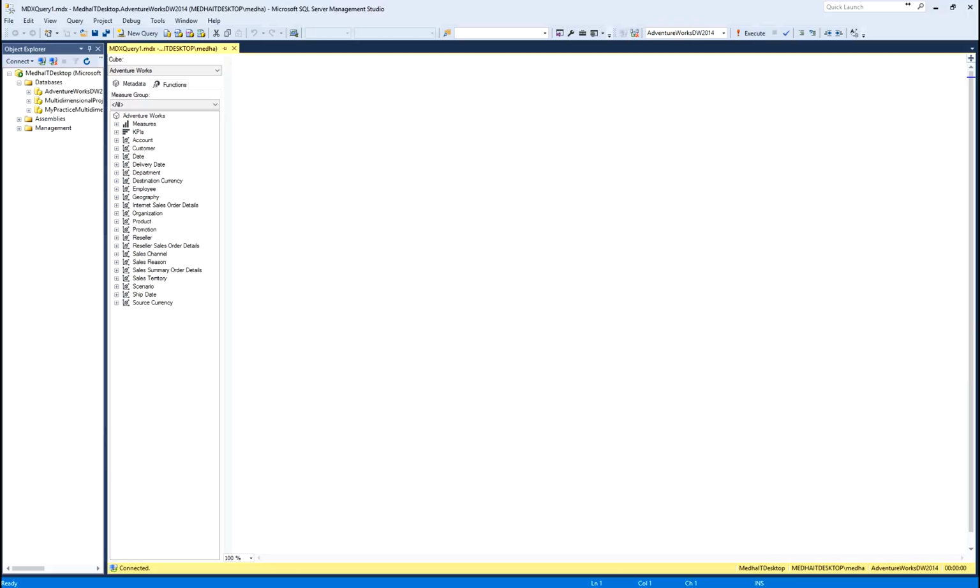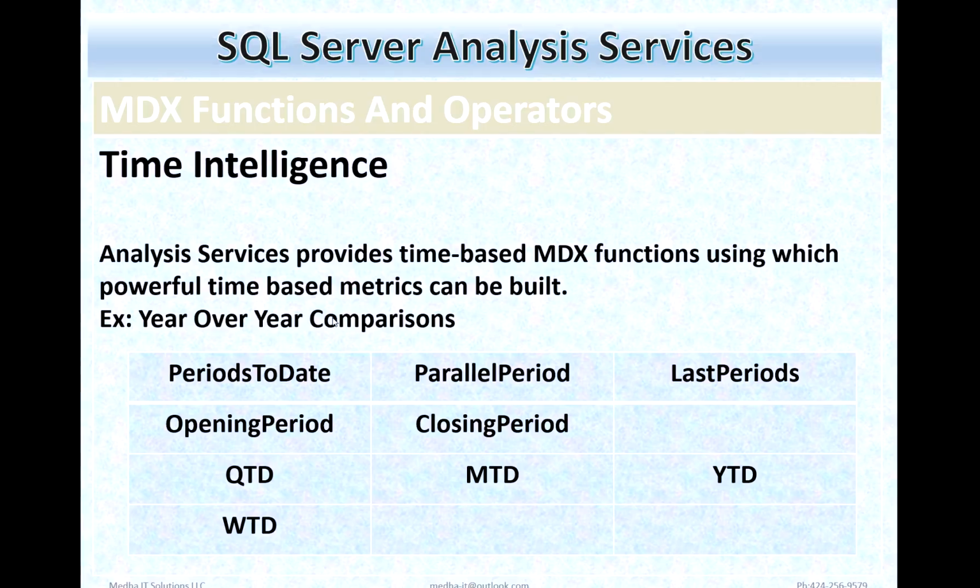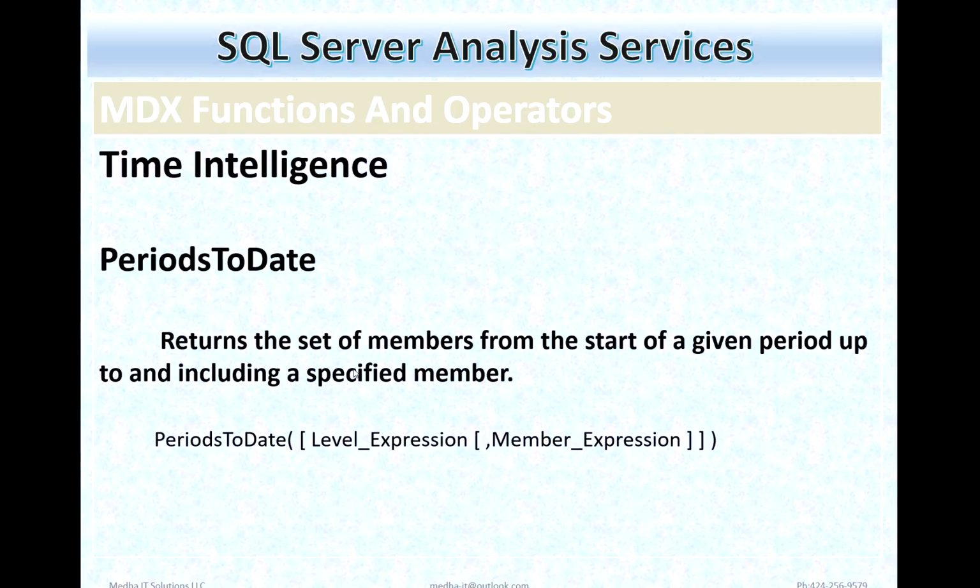First, even before talking about the function, I will use it so that it is easy to understand. What I want to do in this example is use the PeriodsToDate function. The PeriodsToDate function returns the set of members from the start of a given period up to and including a specific member. That means it returns all the members from the given level expression up to the member expression we specified.